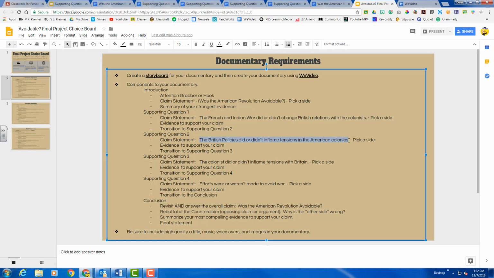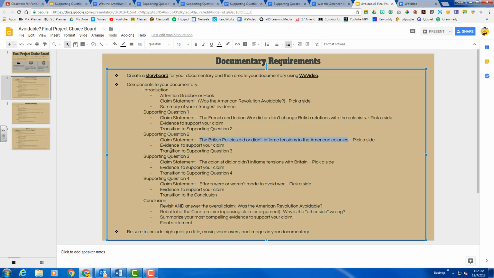Well, things like the Stamp Act, the Quartering Act, the Townshend Act, the Tea Act, the Intolerable Acts, the Sugar Act, the Declaratory Act, the Writs of Assistance, the Quebec Act, and then, of course, that idea of just overall taxation without representation. What's that mean? Explain that to me in this supporting question number 2, after you've given me your claim statement, whether you did or did not think that the British had policies that inflamed this. Okay, that's all your evidence.